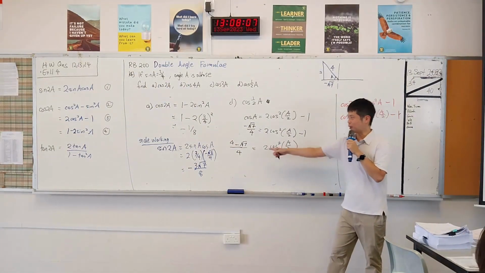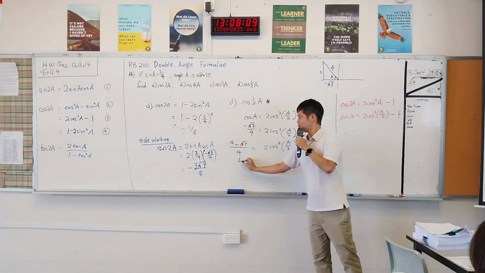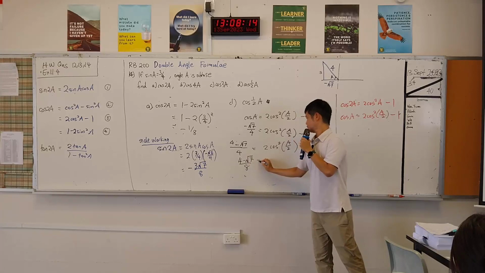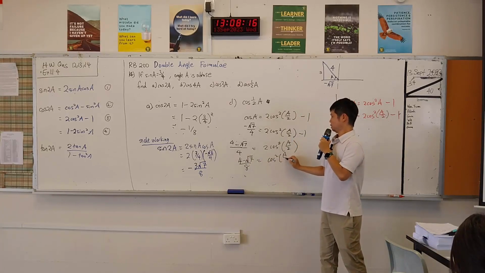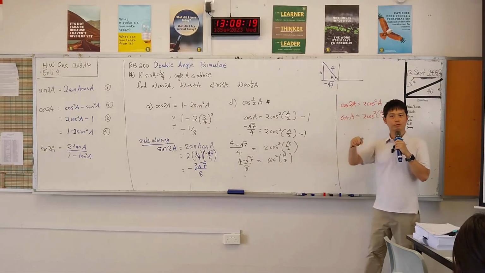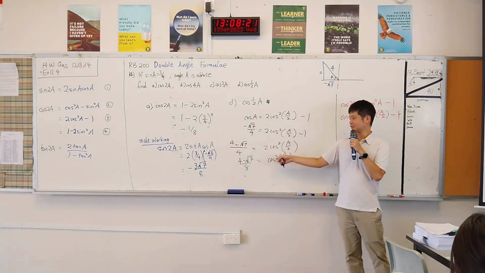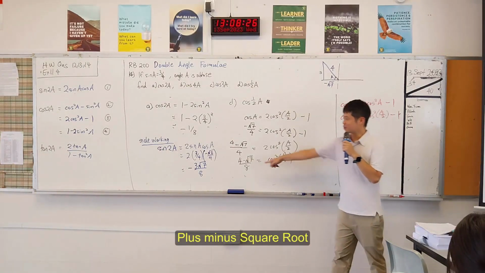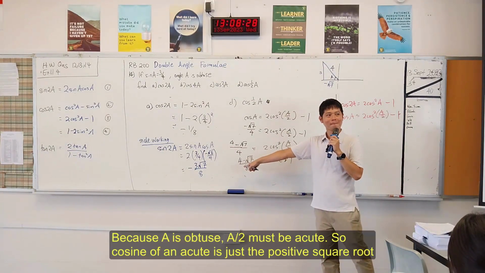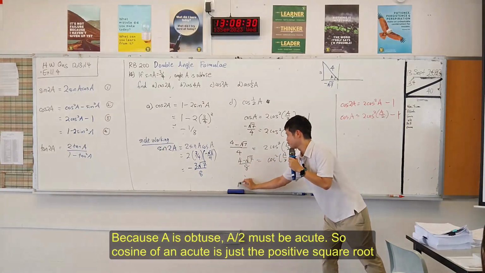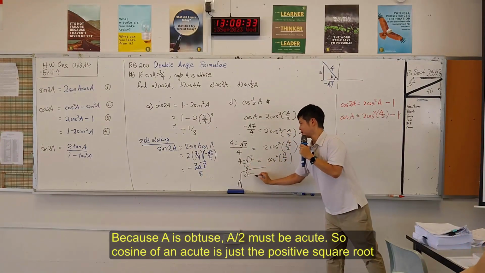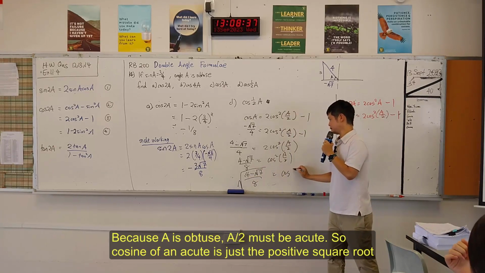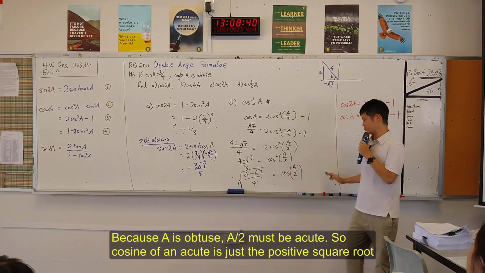Next step, divide by 2. What will I get here? 4. This is what Jimin is asking, right? What to do next? What to do with this? You square root, right? How to write this? Square root of the entire thing is cosine A over 2. Okay, we are done.